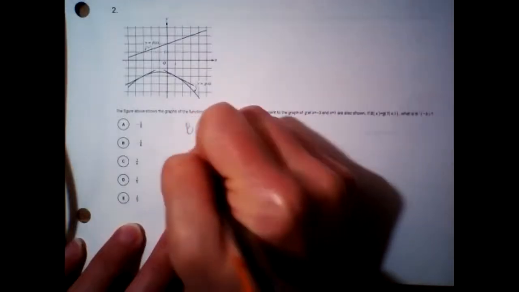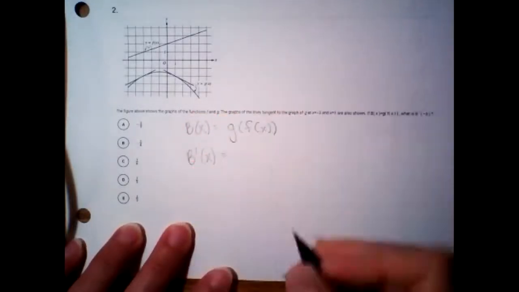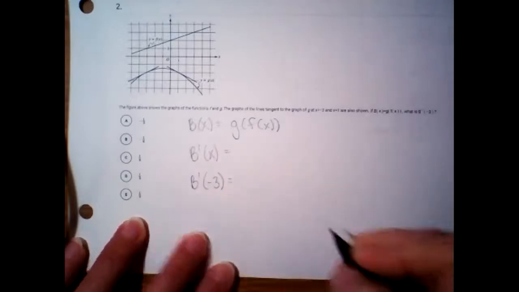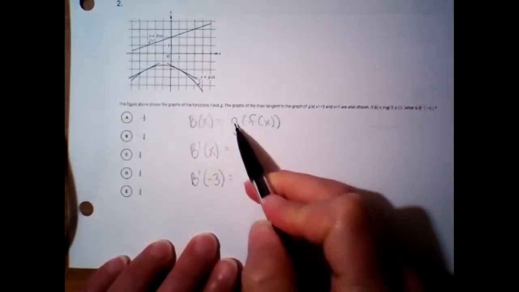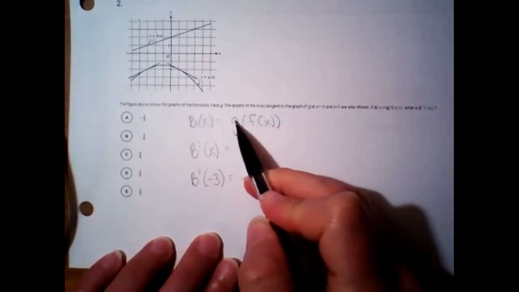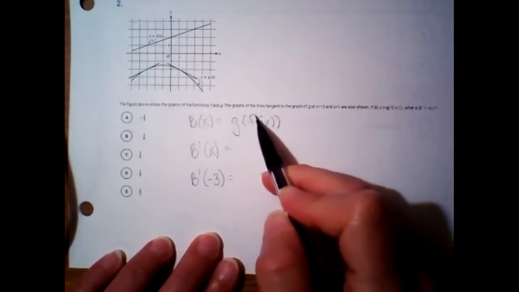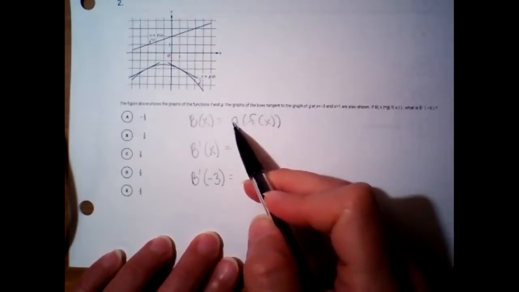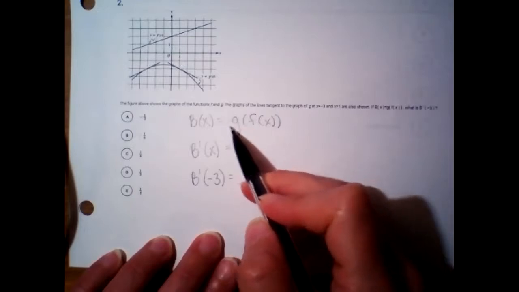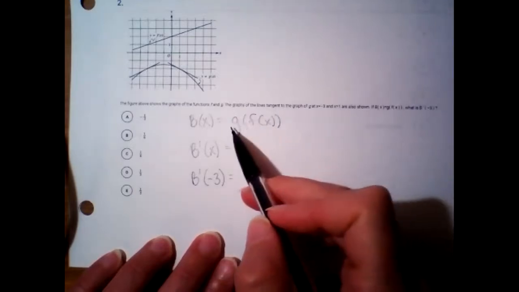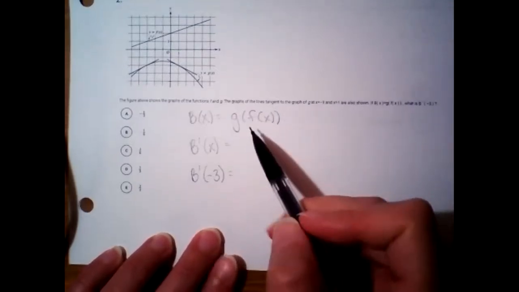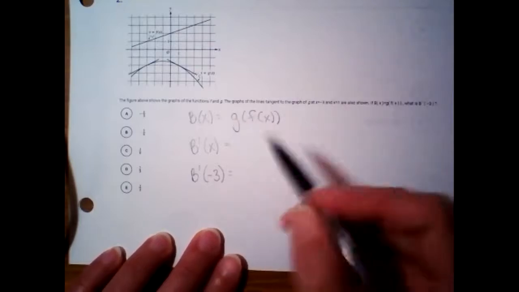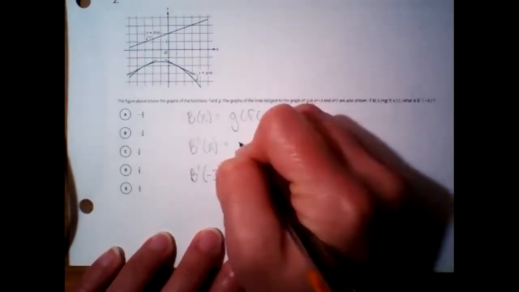And they want b prime of -3. Okay, so first we're going to find b prime of x, and then we're going to plug in -3 and see what we get. So this would be another chain rule. G is the outside function, f is the inside function. So remember I said don't get hung up on what they're calling them, like f and g. Think of them as outside and inside, because they can switch them around like they did here, or rename them entirely like they do sometimes. It'll be like Q and R, so don't get hung up on the letters.